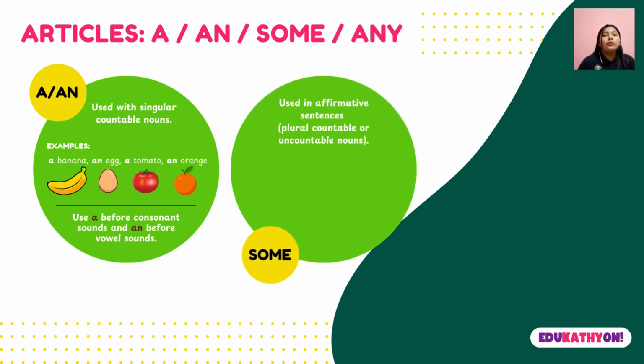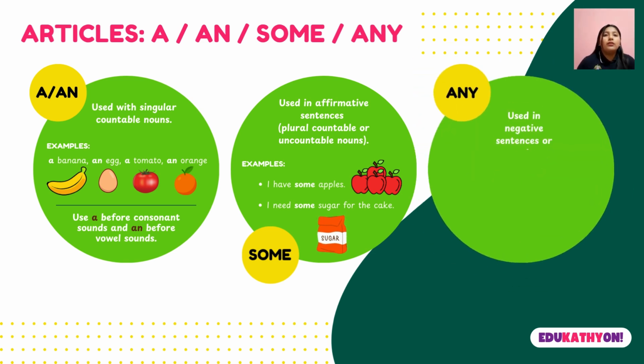Some. We use some in positive sentences with plural or uncountable nouns. For example, I have some apples, or I need some sugar for the cake. Any. We use any in questions and negative sentences. For example, do we have any milk? Or I don't have any eggs.